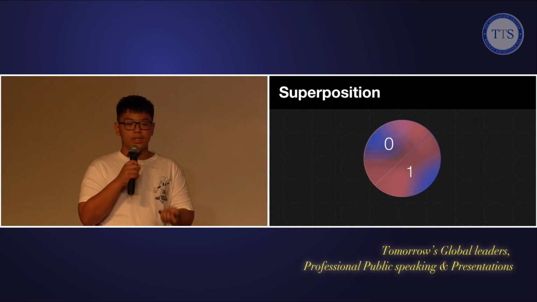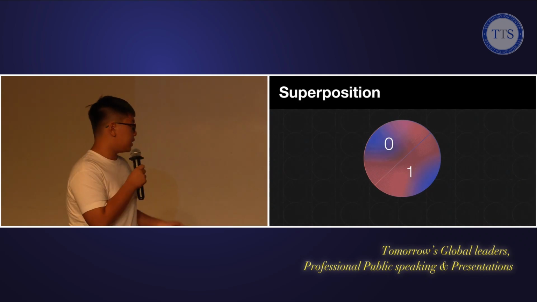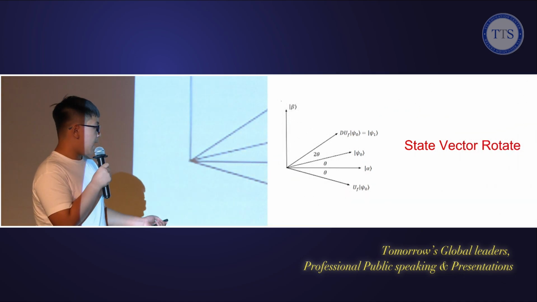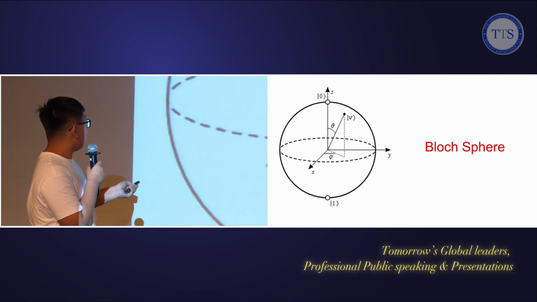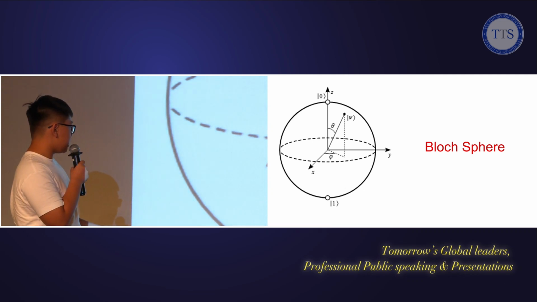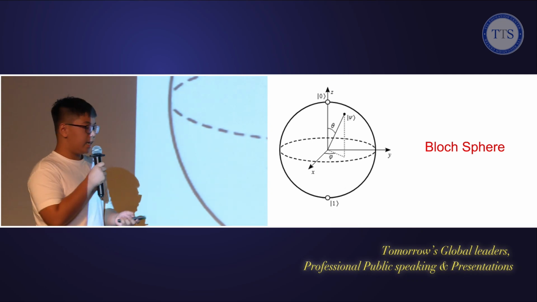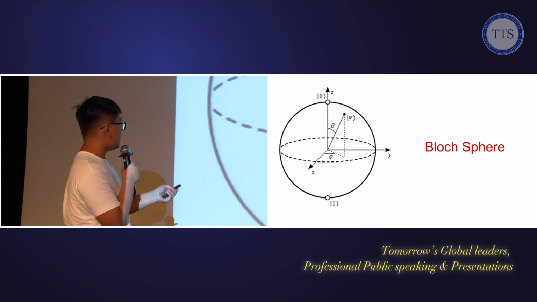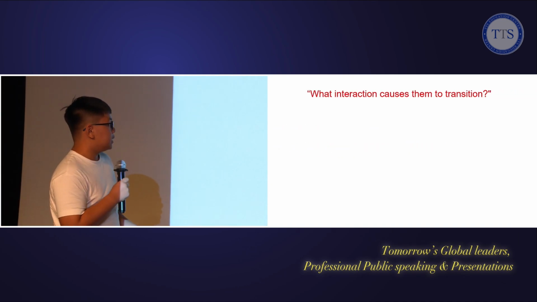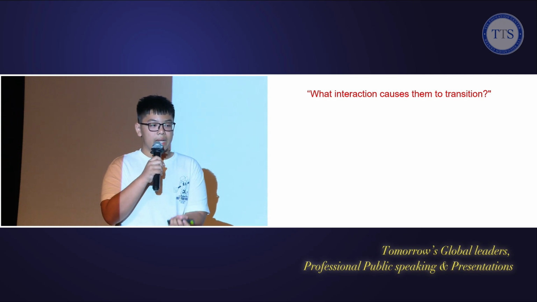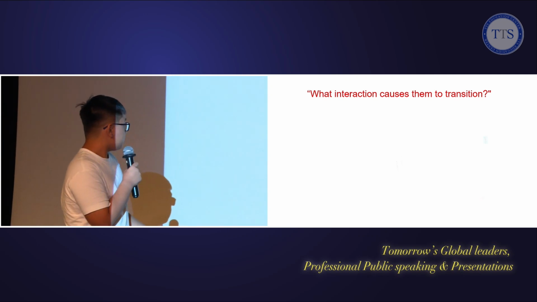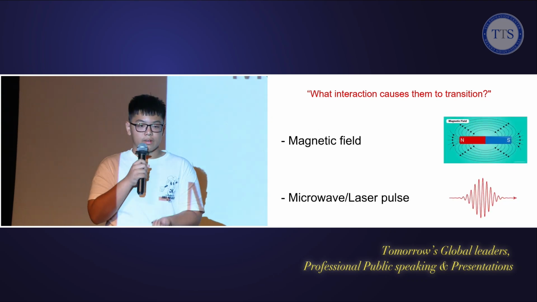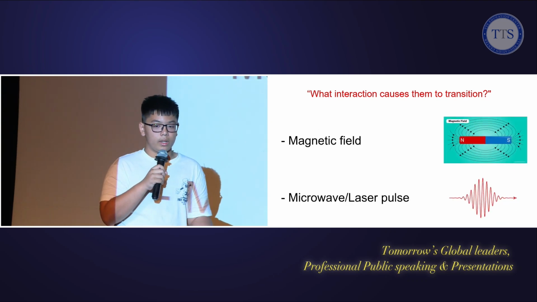The movement between 0 and 1 in qubits is called a state vector rotation in an abstract sphere called a Bloch sphere, where ket 0 represents the north pole and ket 1 represents the south pole, and superposition is the point between 0 and 1. So here comes the question, what makes 0 and 1 move? Here are two main interactions. The first one is the magnetic field, the second one is the microwave or laser pulse.